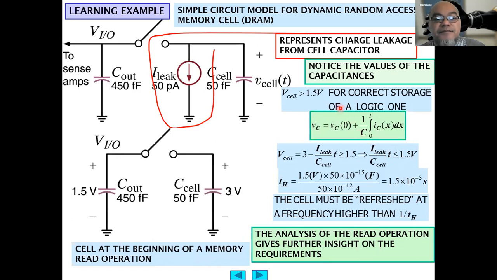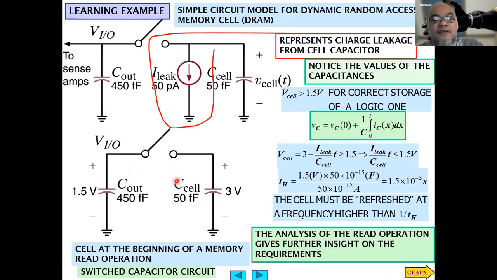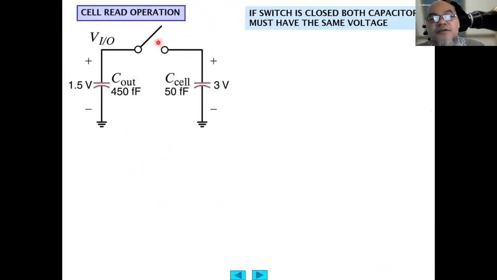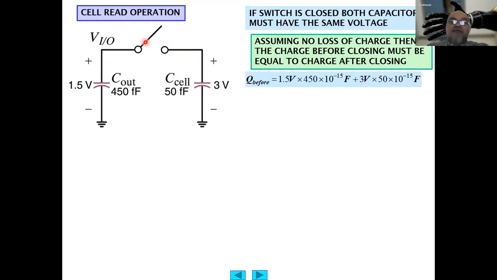Something like this. This is the cell at the beginning of the memory read operation. This is the capacitor cell, 3 volt. This is the voltage of the input-output circuit. When we read the value, the read operation is the switch being closed. So both capacitors must have the same voltage because they are connected, right? They are of the same node. Assuming no loss of charge, the charge before closing must be equal to the charge after closing. So there will be charge flow.